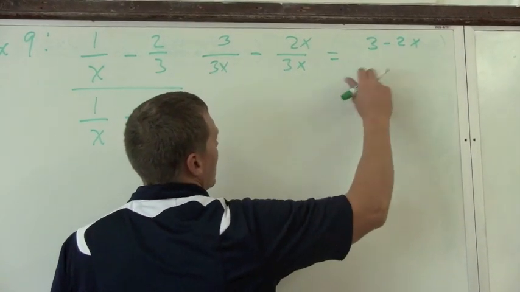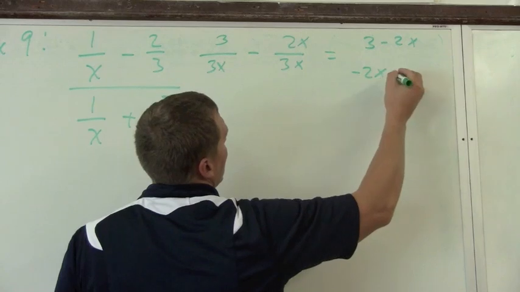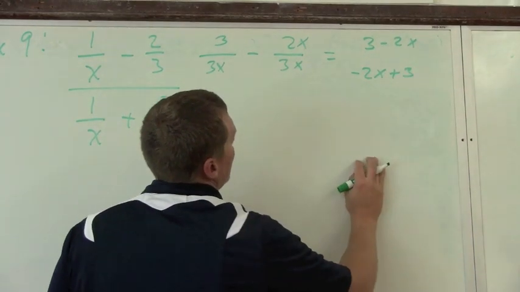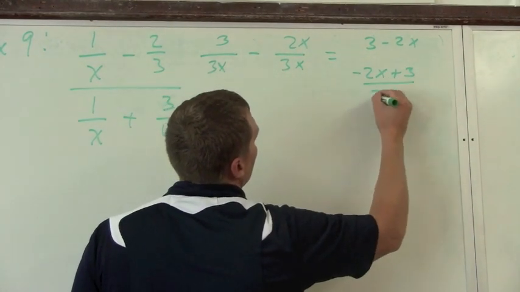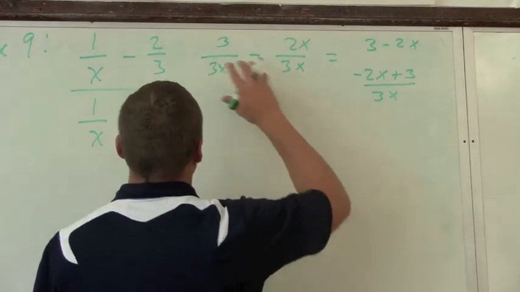Okay? I'm going to rewrite that because I don't like the way that looks. I'm going to rewrite it as negative 2x plus 3. It's the same thing. And I'll put that over 3x. So that's the top.